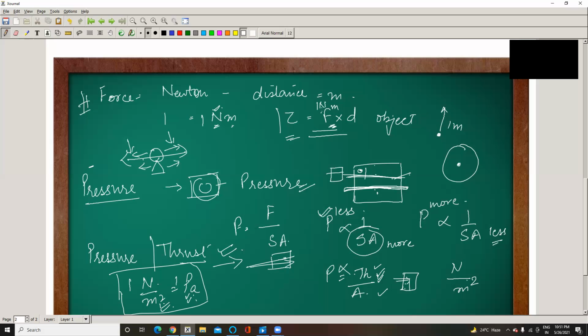Okay, let's talk about liquid pressure. You have that in the liquid pressure also. You have just learned that whenever a body comes in contact with another body, it exerts a force equal to its weight, and that is called the thrust. Thrust acting on a unit area is called the pressure. A liquid contained in a vessel exerts thrust at all the points.